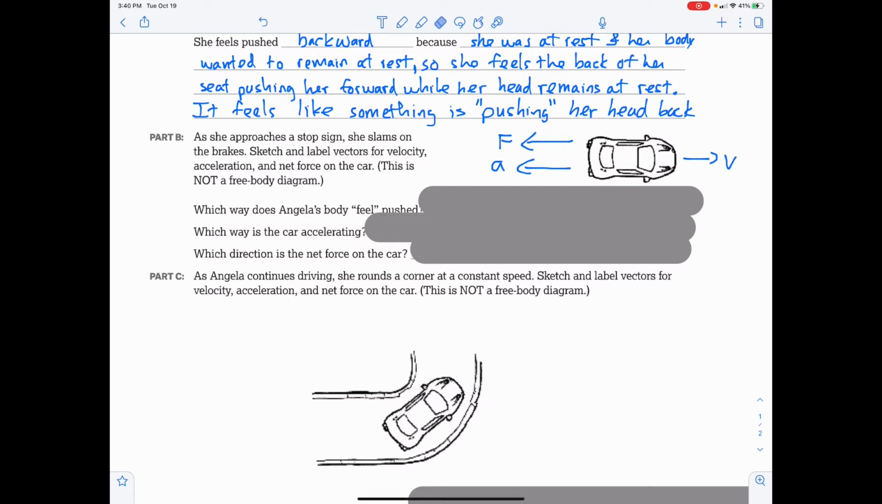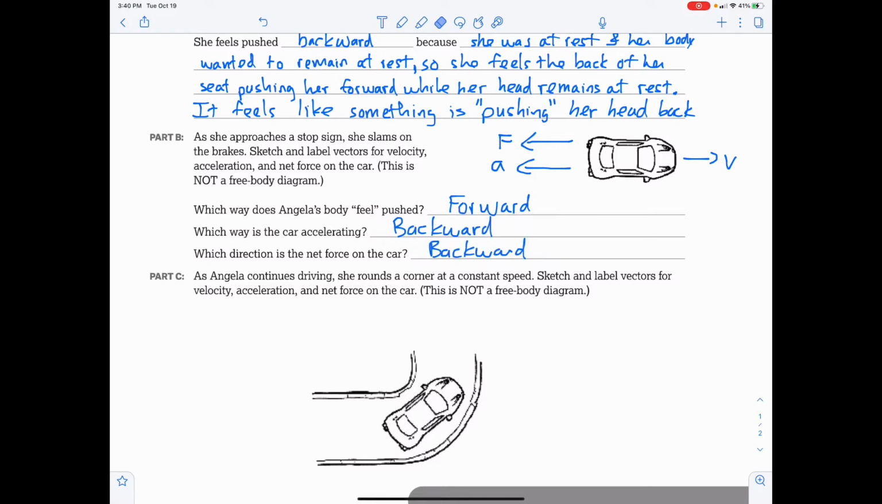Which way does Angela's body feel pushed? Well, forward. Which way is the car accelerating? Backward, as is the net force on the car.